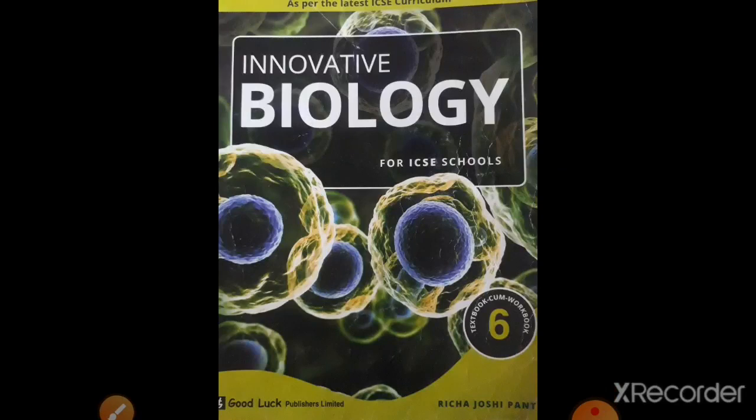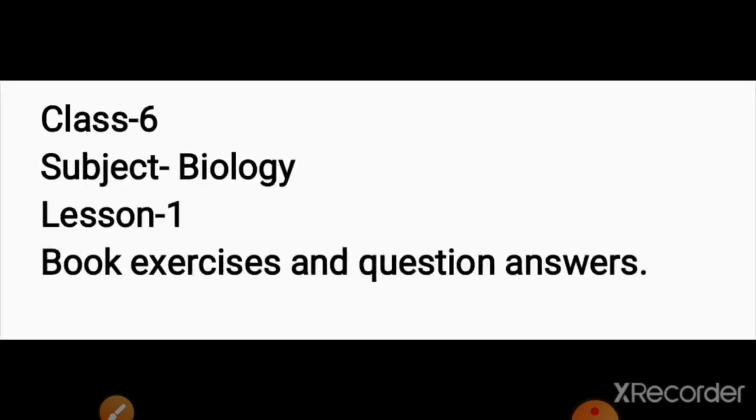Today in this video, I am going to start your lesson number one, book exercise and question answers. Students, in your UT test, only the first chapter is coming, and all the book exercises you have to write with the help of a pencil in your book only. No need to write in the copy. Only question answers you have to write in your copy with the help of a black and blue pen. Now take out your book and open page number 5.